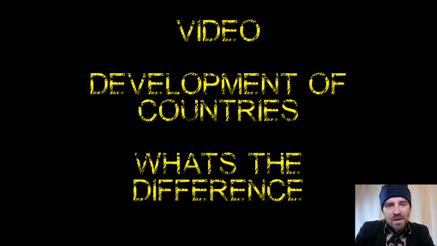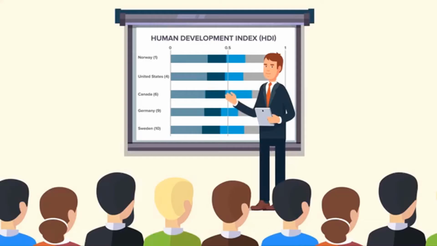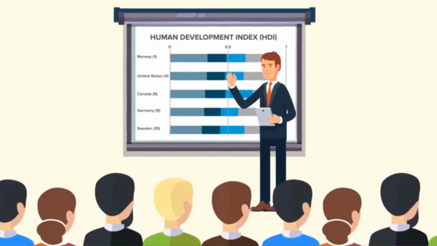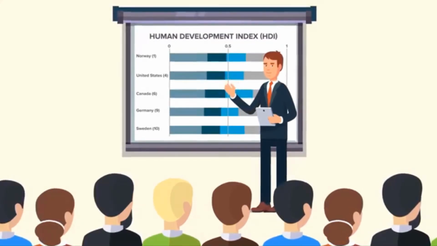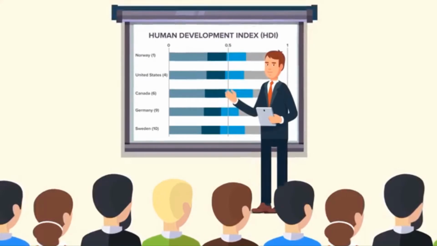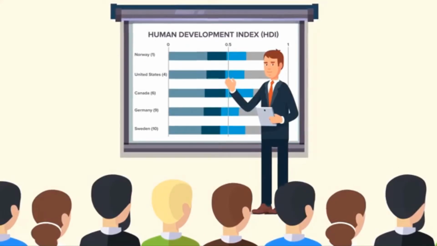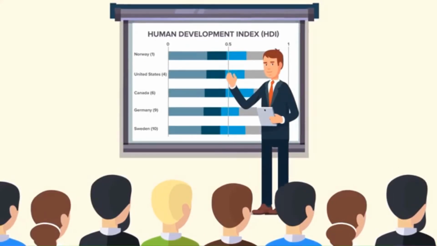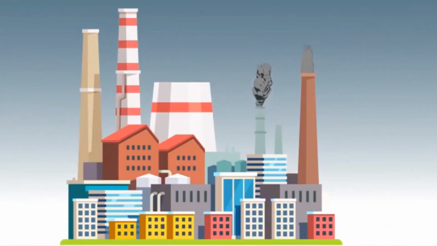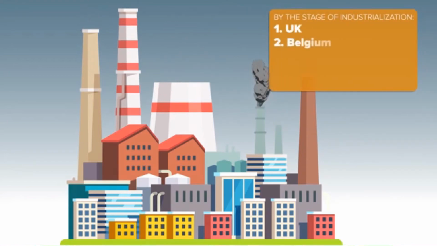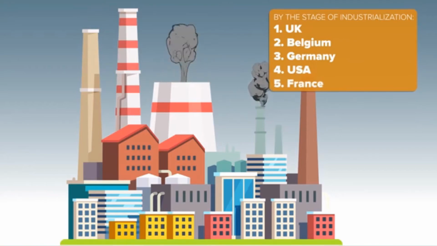Check out this video. It's about the development of countries and what the difference is. According to the United Nations, it no longer judges a country by a particular stage that it is at in its development. Nonetheless, countries are ranked higher in terms of the comforts and opportunities afforded to its citizens. We now call this the Human Development Index. Back in the day, we would judge a country by its stage of industrialization, and the first developed country in this sense was the UK. Belgium followed, then Germany, then the USA, and then France and other Western European nations.